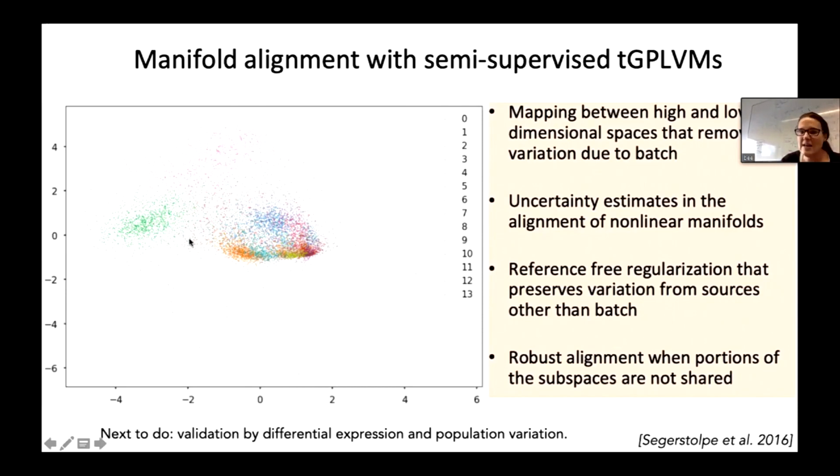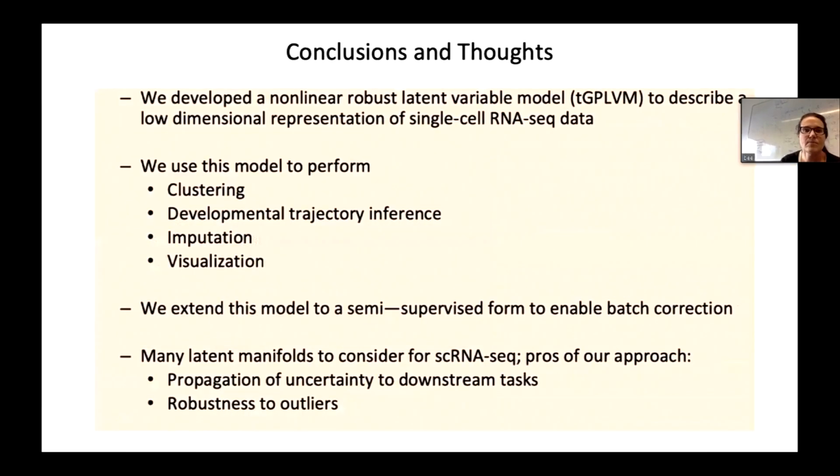And so I should say these data are really hot off the press. I literally got them 2 days ago. And so now we have a bunch of work that we're trying to do. In particular, we're now looking to validate these types of models using differential expression and population variation, just to make sure that we haven't removed population variation or variation across different conditions by doing this batch correction.